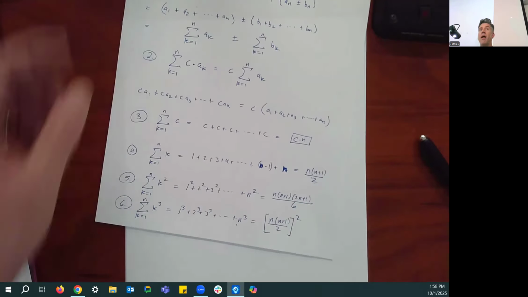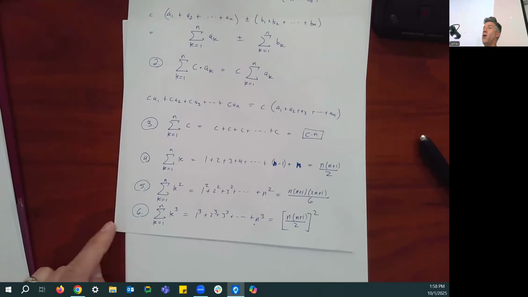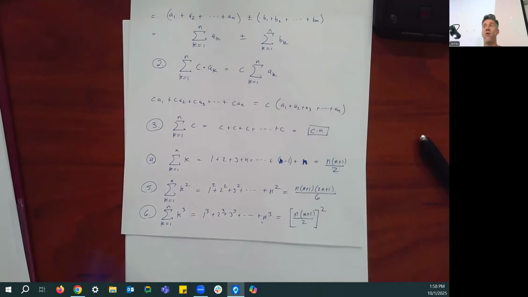So next class on Friday, we'll actually talk about using these summation notation formulas to help us find the exact area under some curve. How neat.